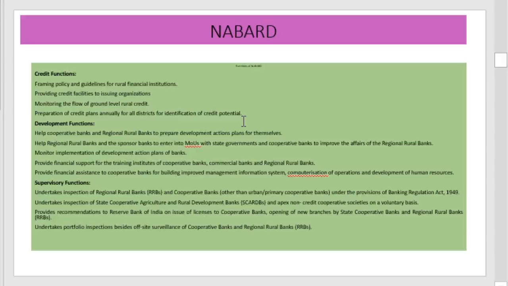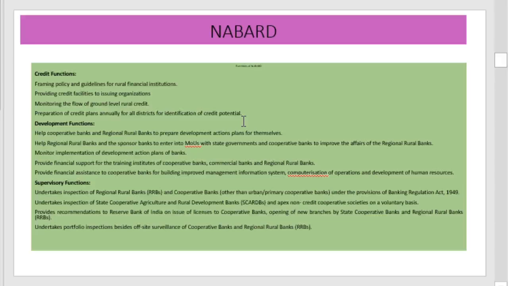And the supervisory role can be categorized as follows: it undertakes inspection of regional rural banks and cooperative banks under the provisions of the Banking Regulation Act 1949. That is, the first important one is that they undertake the inspection of RRBs and cooperative banks.